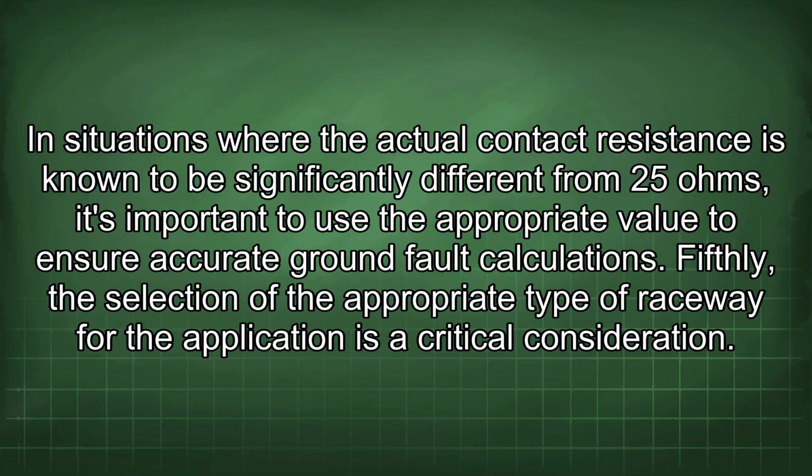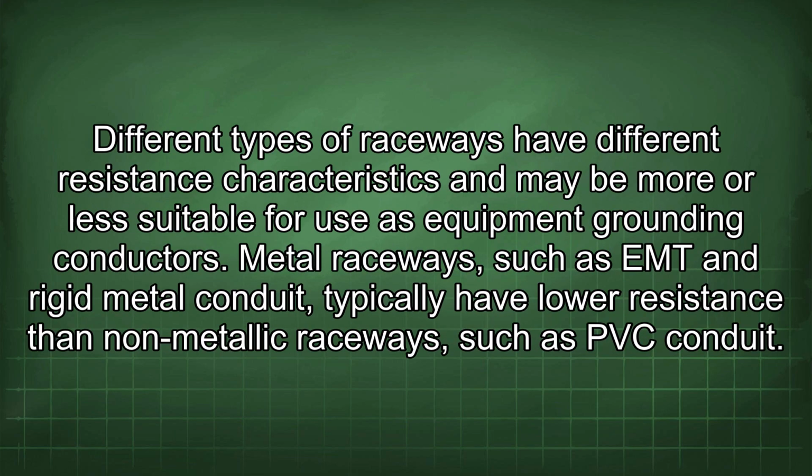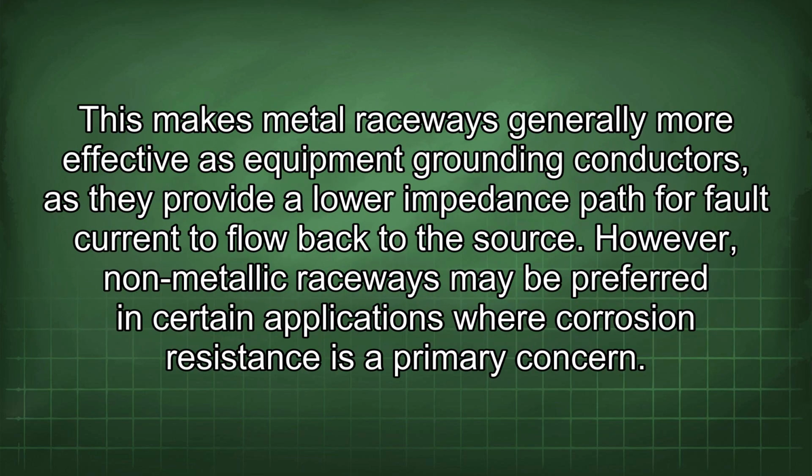Fifthly, the selection of the appropriate type of raceway for the application is a critical consideration. Different types of raceways have different resistance characteristics and may be more or less suitable for use as equipment grounding conductors. Metal raceways, such as EMT and rigid metal conduit, typically have lower resistance than non-metallic raceways, such as PVC conduit. This makes metal raceways generally more effective as equipment grounding conductors, as they provide a lower impedance path for fault current to flow back to the source. However, non-metallic raceways may be preferred in certain applications where corrosion resistance is a primary concern.